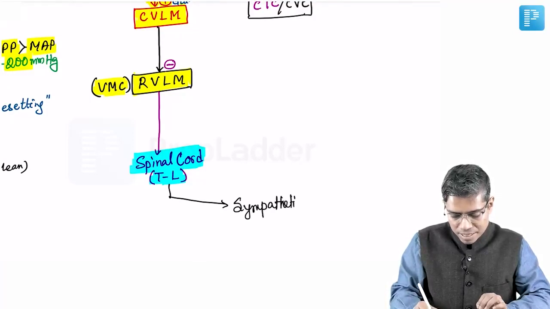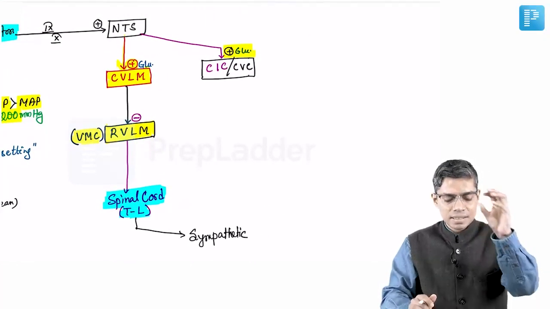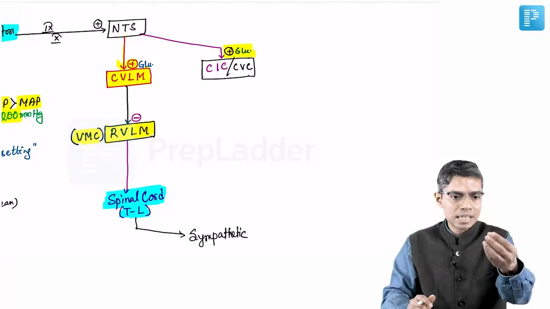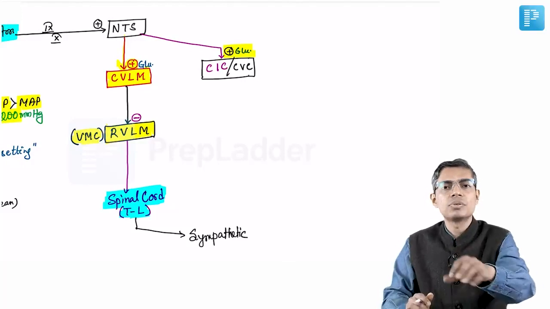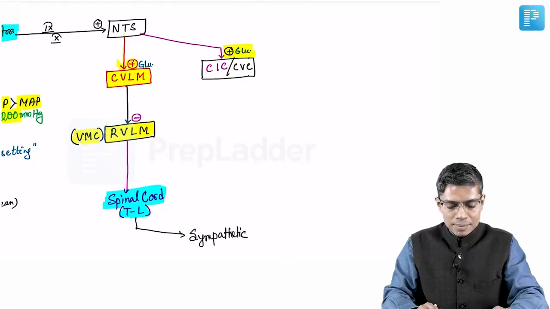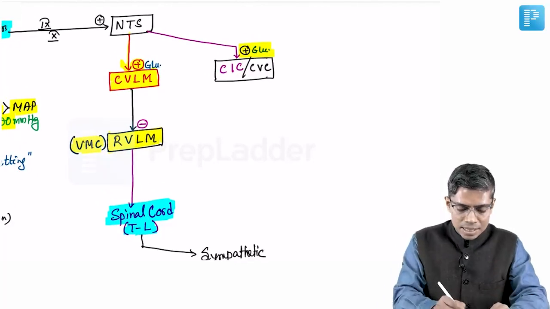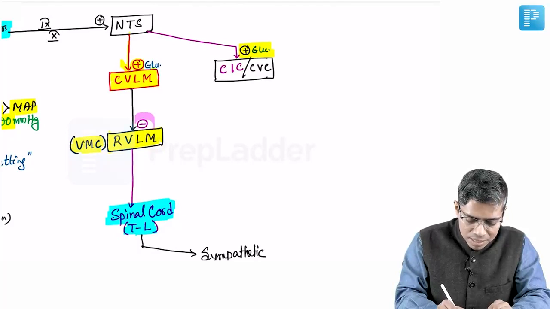Sympathetic system. Getting my point? So basically now I can understand that NTS is connected with CVLM, CVLM is connected with RVLM, RVLM is connected with spinal cord, and that spinal cord is giving rise to sympathetic system, thoracolumbar division, right? So if I stimulate NTS, CVLM is stimulated. If CVLM is stimulated, then this RVLM is inhibited.